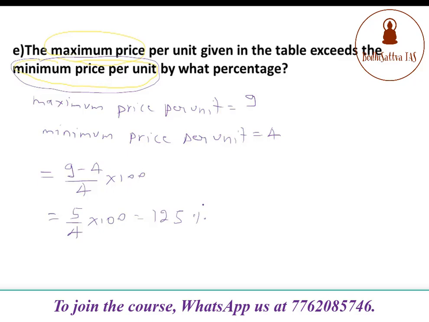So the maximum price per unit given in the table exceeds the minimum price per unit by 125%. So these were all the parts of the question number 7 of the 69th BPSC. Hope you would have understood. If there is any doubt, you can let me know. Thank you.